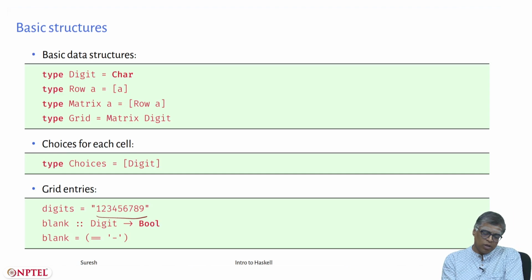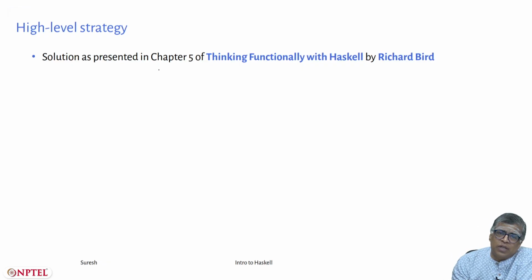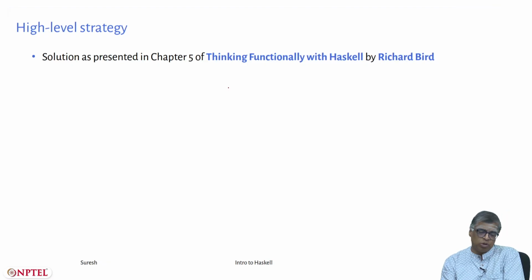So far so good. This solution is as presented in chapter 5 of Thinking Functionally with Haskell by Richard Bird. It is an excellent book which you should study after this course, so that you learn more about features of Haskell that we have not covered in this course. Even for the concepts we have covered, you will get much more clarity when you read such a book. It explains everything very clearly and concisely.